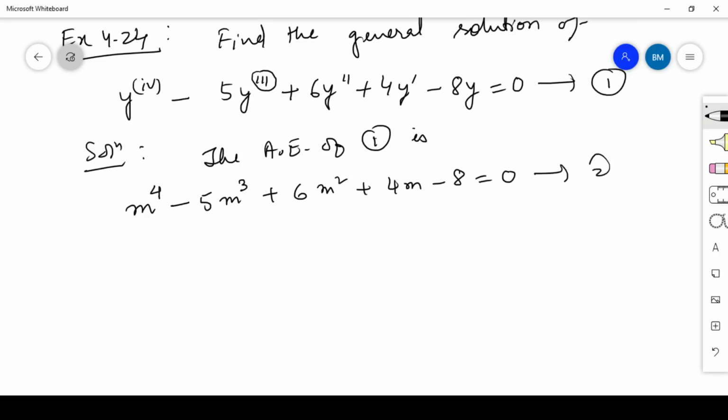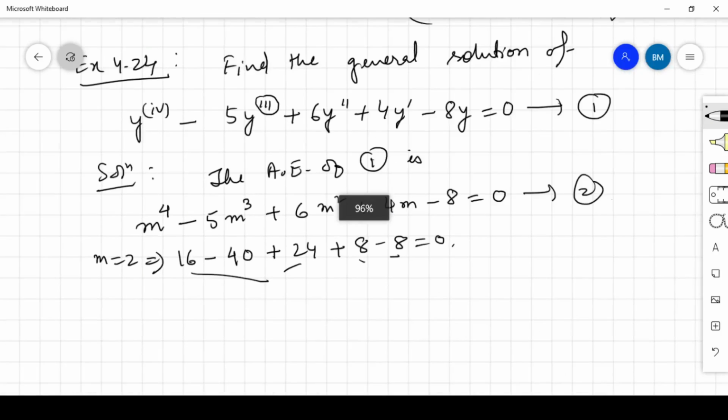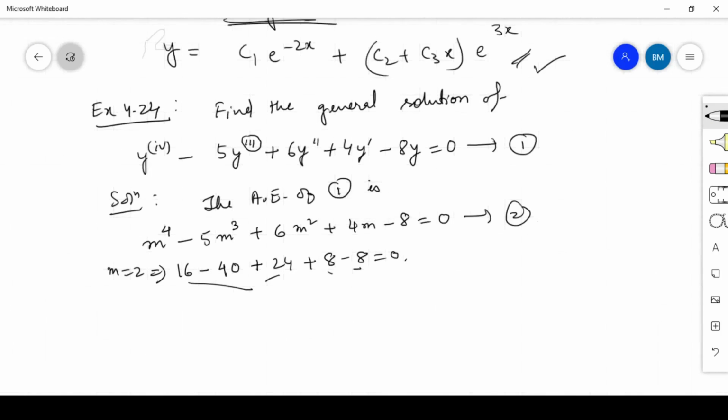Call this equation 2. And if I try, I shall see that if I put m equal to 2 on the left hand side, then its value is 2 to the 4, which is 16, minus 8 fives are 40, plus 24 plus 8 minus 8. So what is their sum? 16 plus 24 is 40, minus 40, 8 minus 8, so it is 0. So we have seen that m equal to 2 is a root of this equation 2.